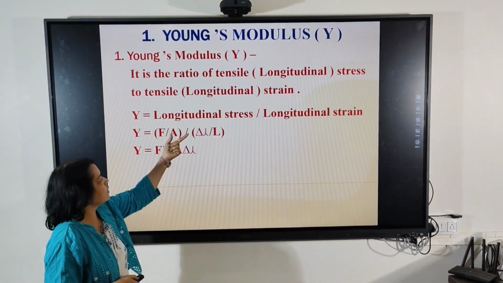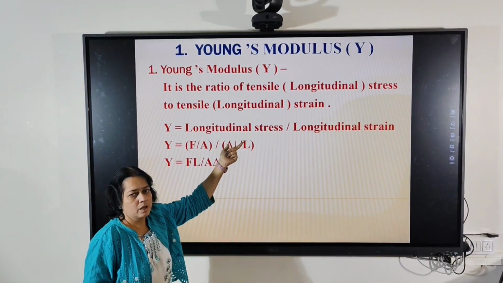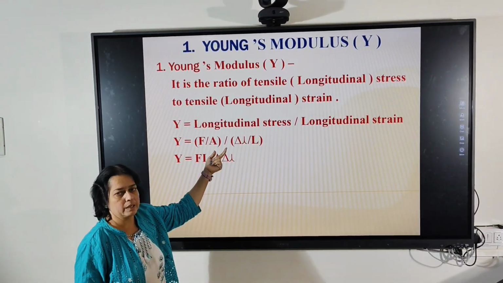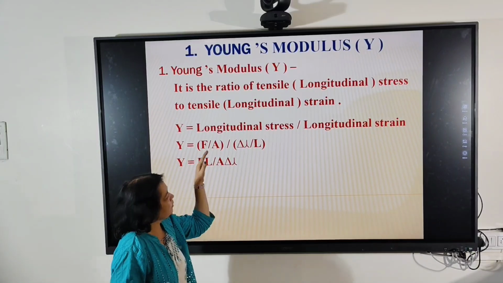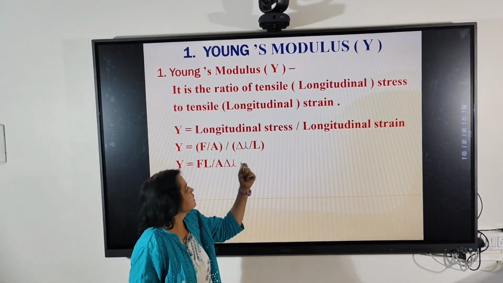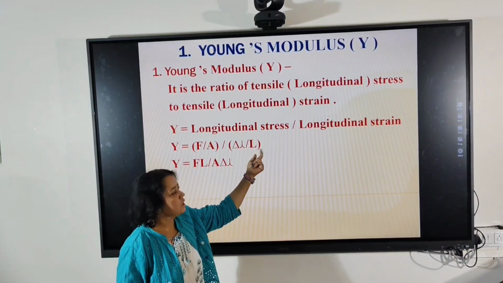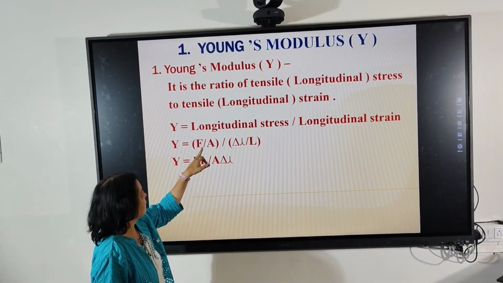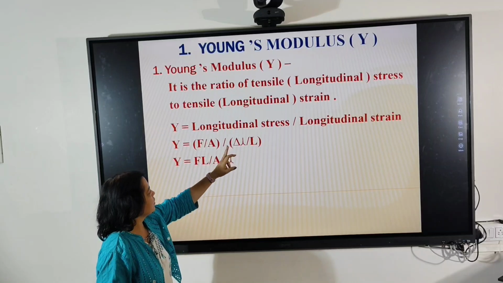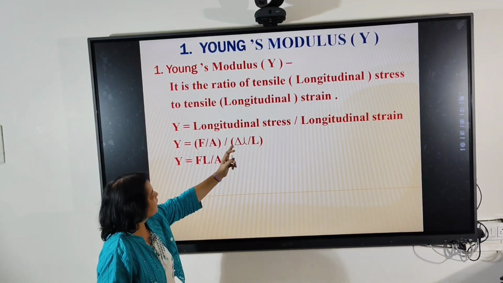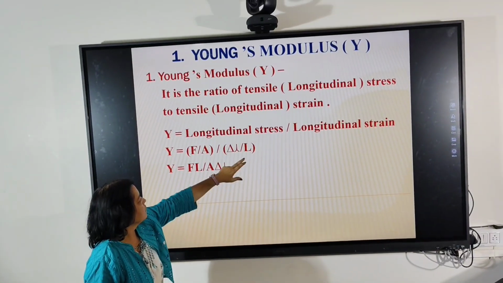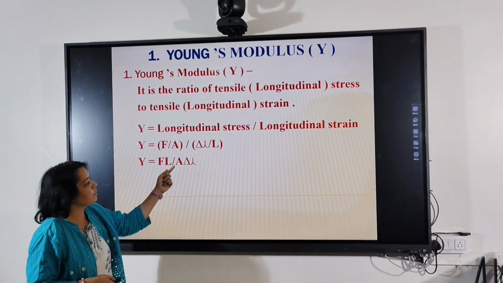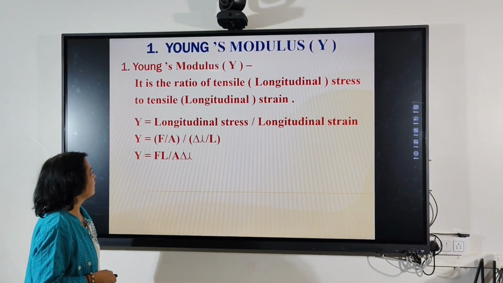Therefore, Y is equal to, what is longitudinal stress? We know from the previous lecture that longitudinal stress means force upon area, divided by longitudinal strain, which means change in length upon original length. Therefore, Y is equal to F into L divided by A into delta L, since A in the denominator goes to the numerator of the denominator.